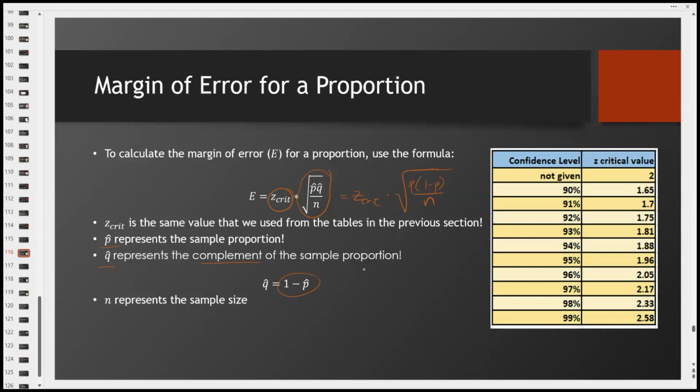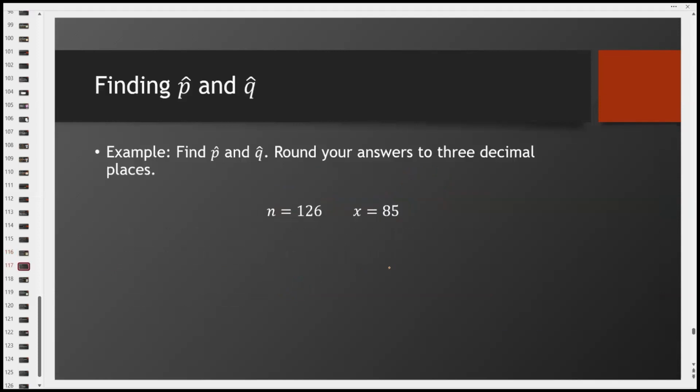Once again, this should look very similar to the project that you did a couple of weeks ago, where you dealt with a sample proportion, because you did something very, very similar. So remember that when we want to find the sample proportion and the complement, if we say that X is the people who said yes, then we can calculate the sample proportion by taking the number of yeses divided by the total. And we can do the same thing for the number of no's divided by the total. 85 divided by 126, 0.675.